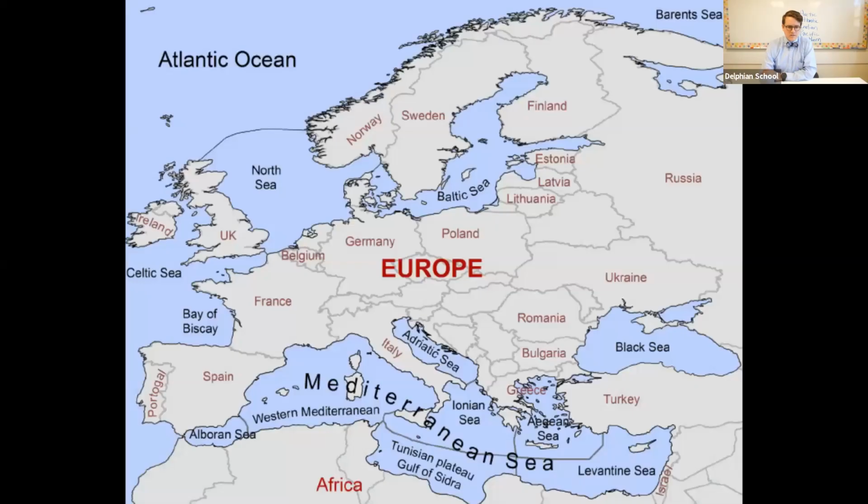And let's look at what some of those seas are. Here's a map of Europe. You can see Africa on the bottom.